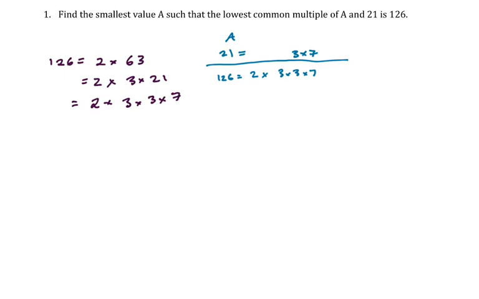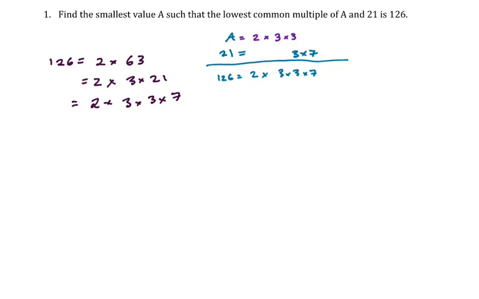So, what numbers must A contain? Well, it must definitely have a 2. It must definitely have a 3. But it can't just have one 3. Otherwise, I would have had to line up the 3s and only write one 3, the shared 3, in the lowest common multiple. So I need an extra 3. So this number, 2 times 3 times 3, is the smallest possible number which when paired with 21 will give me a lowest common multiple of 126.